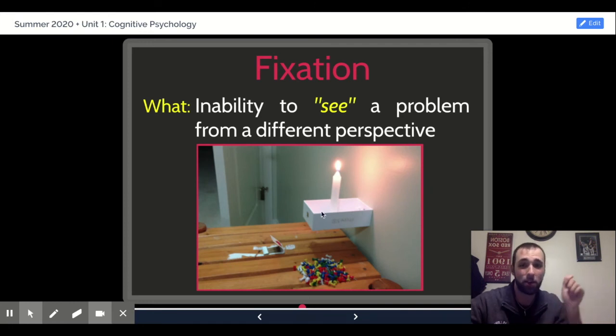So they sit there and try and tack a candle to the wall, and no matter how you do that, that candle is going to drip all over the wall and all over the floor unless you use the box as a tool.